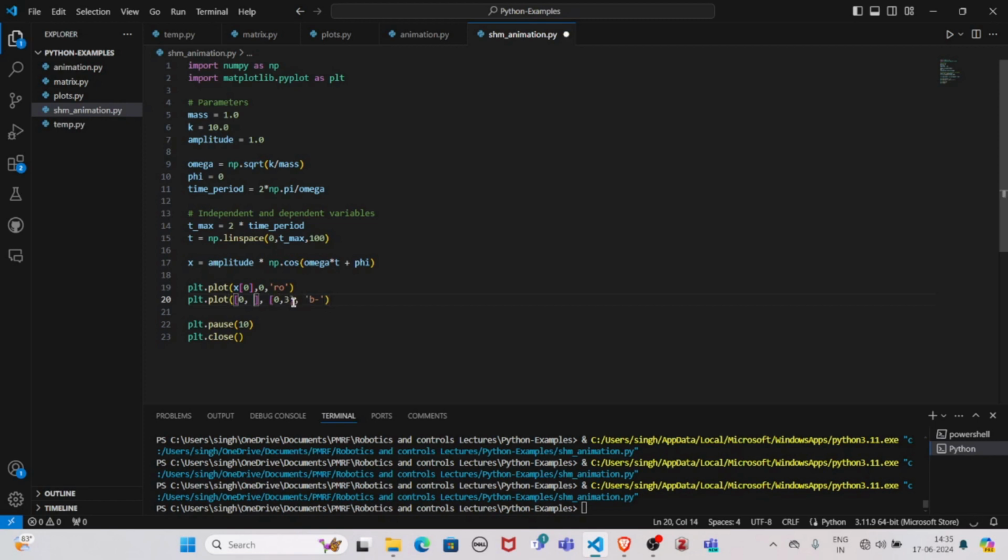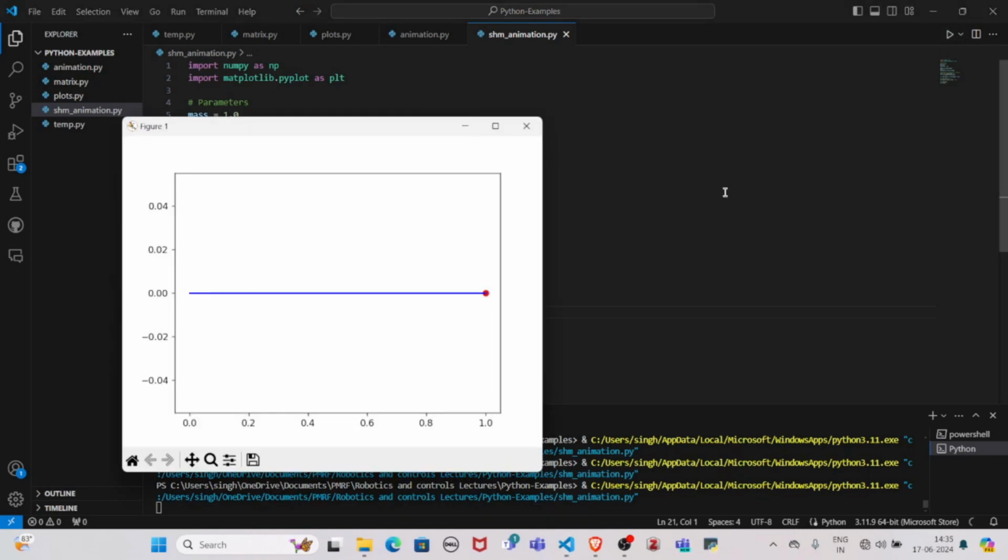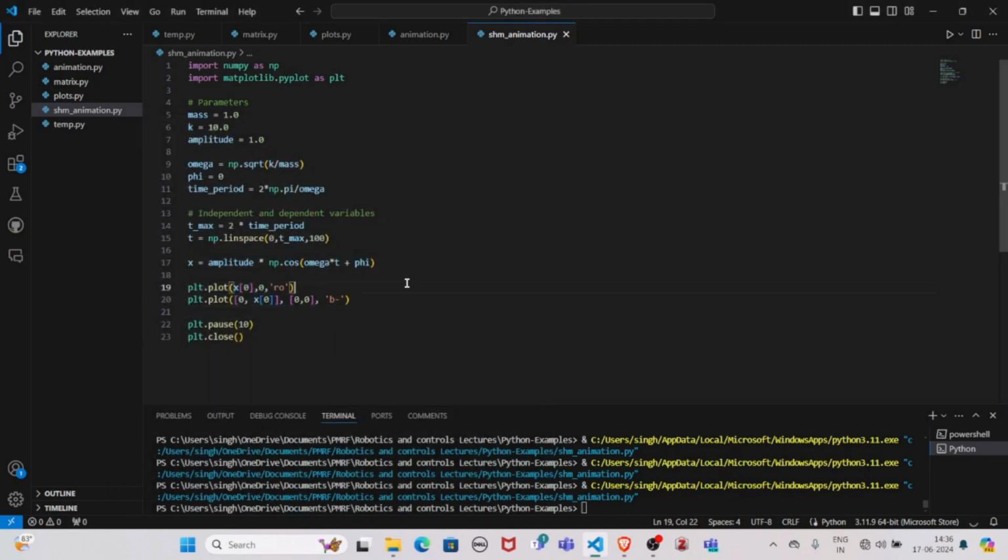So we want the point from 0 comma 0 to x0, and the y coordinate should be 0, because simple harmonic motion is not moving in y, it's only moving in the x direction. Okay, now let's run this plot and see. Yeah, so now we have this spring. Blue is representing the spring and red is representing the mass. Okay, so this is the first frame of the plot.